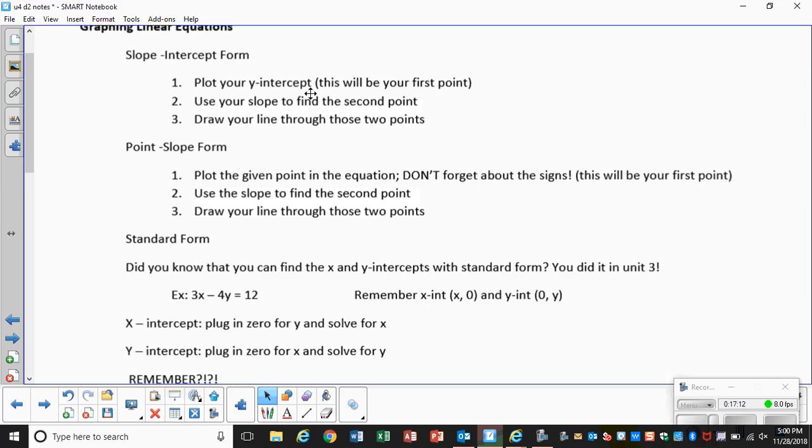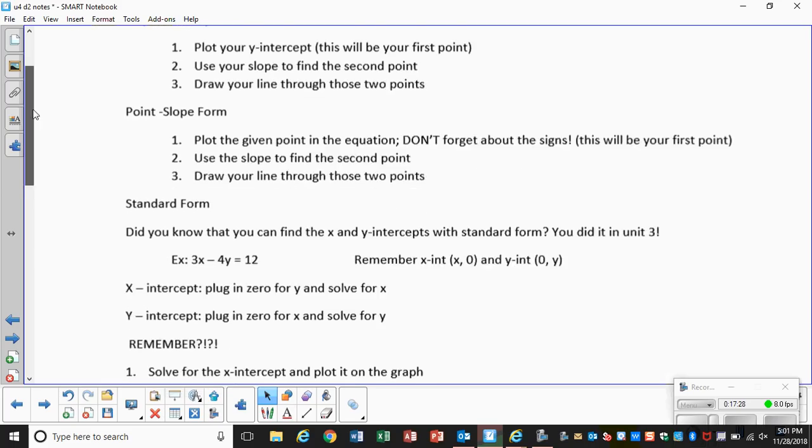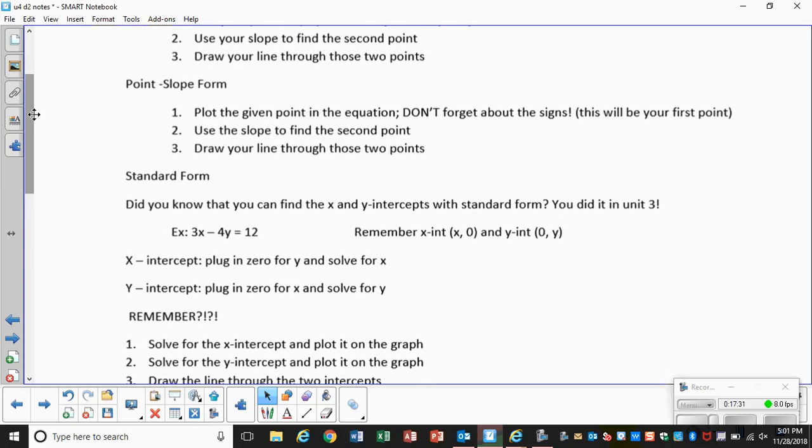From that point, you can use your slope to either go up, down, left, right, your rise over run kind of stuff, to plot your second point. Okay? Once you have 2 points, draw your line through the 2 points and just put arrows on the ends, and then you graphed it. That's it. Okay? For point slope form, we need to plot the given point that's in the equation.